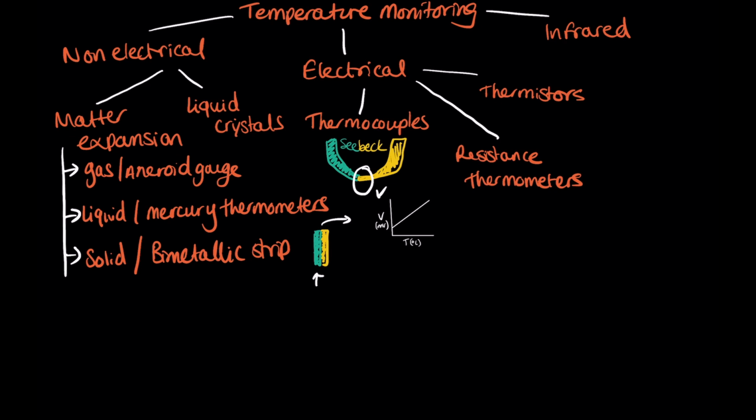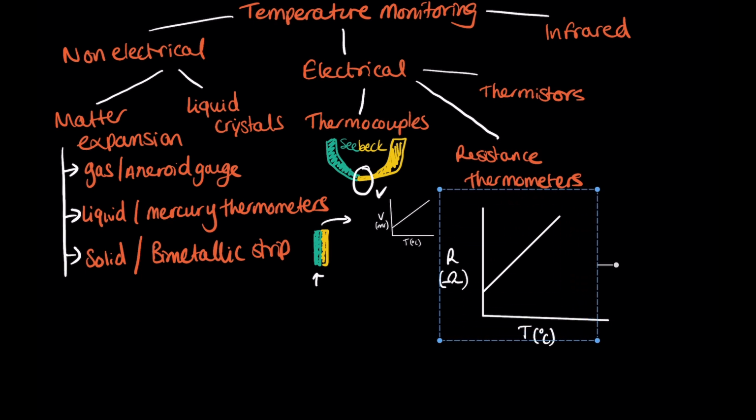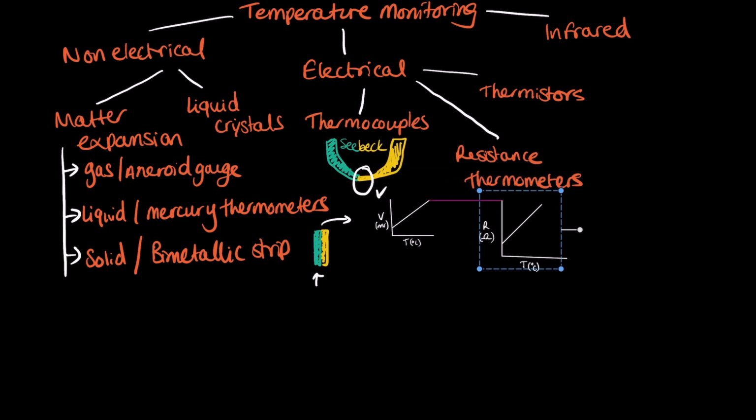The next electrical method is the resistance thermometer. This type of thermometer includes a thin metal wire, often made of platinum. When the wire is heated, the resistance increases. This is shown by this graph, where temperature is on the x-axis, again in degrees Celsius, and resistance on the y-axis, measured in ohms. Draw a straight line with a positive gradient, again from above zero on the y-axis. Remember that when the temperature is at 0 degrees Celsius, the wire still has some internal resistance, so it's important to start the line above zero on the y-axis.